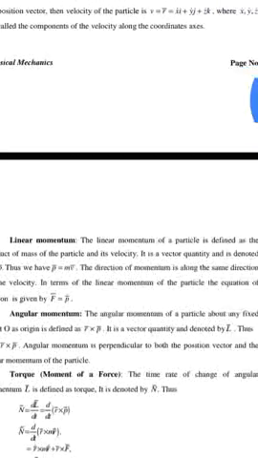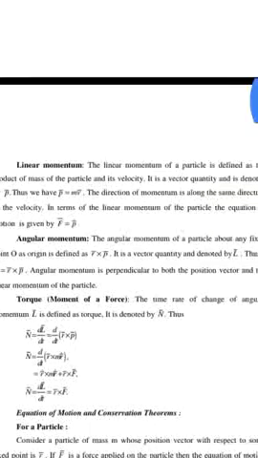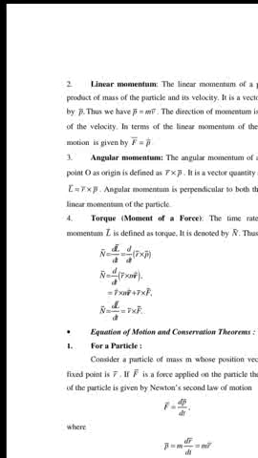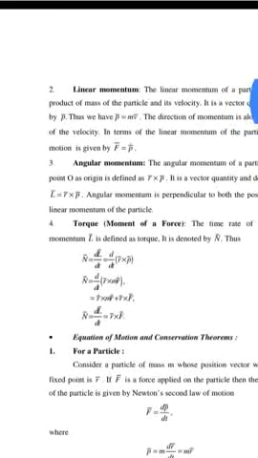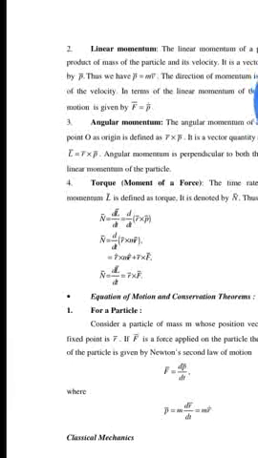The linear momentum of a particle is defined as the product of mass m of the particle and its velocity v. It is a vector quantity and it is denoted by small p bar, that is p bar is equal to m v bar. Velocity is again a vector quantity and mass is a scalar quantity. The direction of momentum is along the same direction as the velocity.